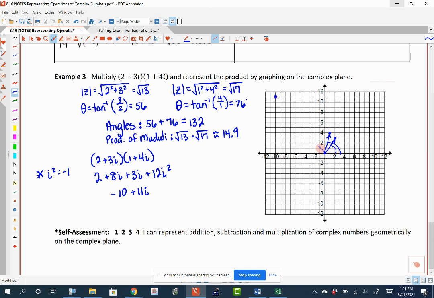Our vector starts at the origin, and we know its magnitude, and we also know how far it should be rotated. So I'm not really shocked that my answer is that, because I already knew my angle of rotation and that my modulus was going to be pretty long. So go ahead and self-assess, and good luck on your assignment.